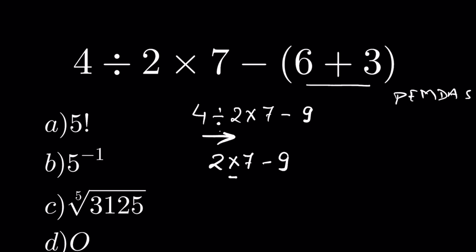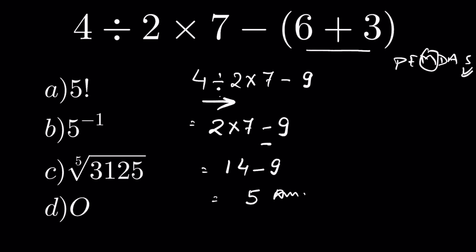Again between multiplication and subtraction, we will do multiplication first, because subtraction is at the end. So 7 times 2 is 14. 14 minus 9 is equal to 5. So 5 is the answer. Now let's check the options here.